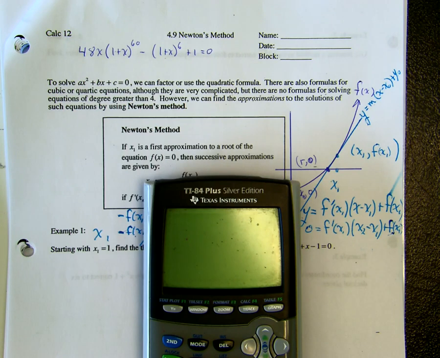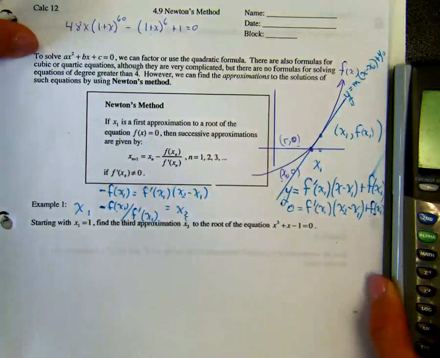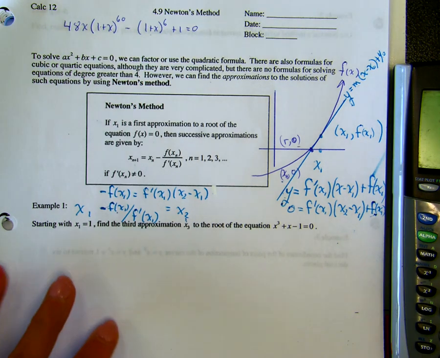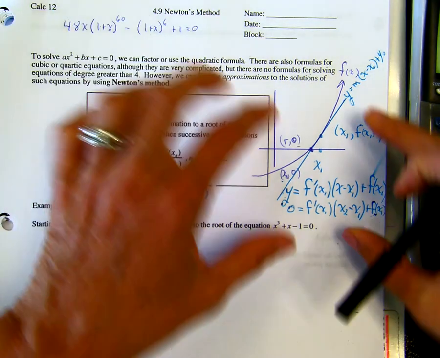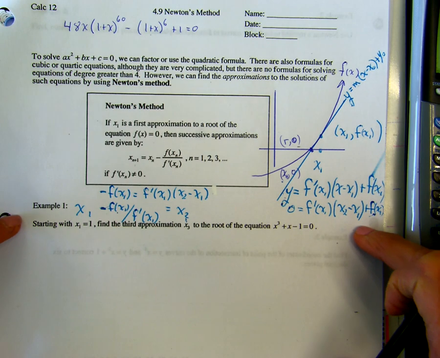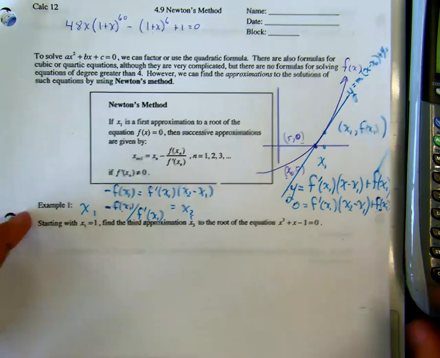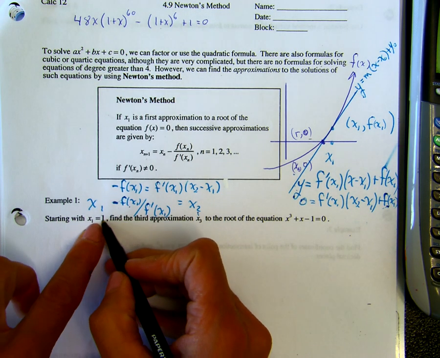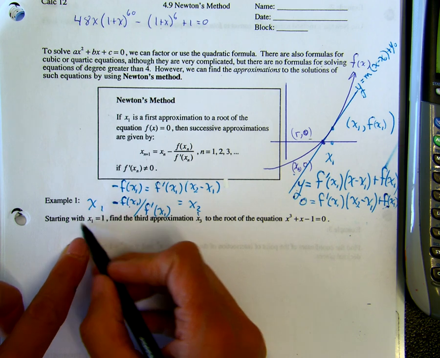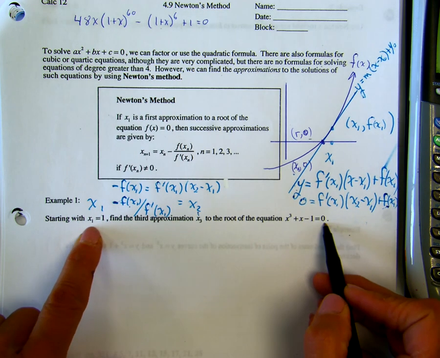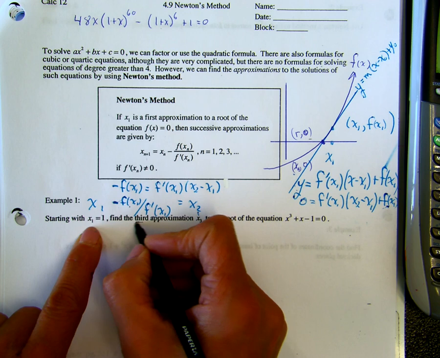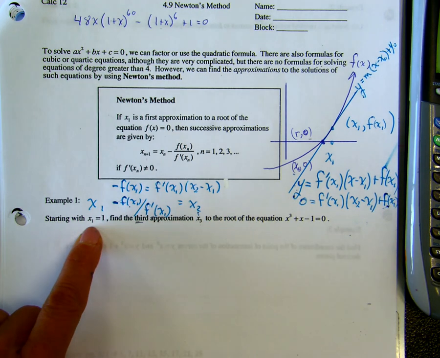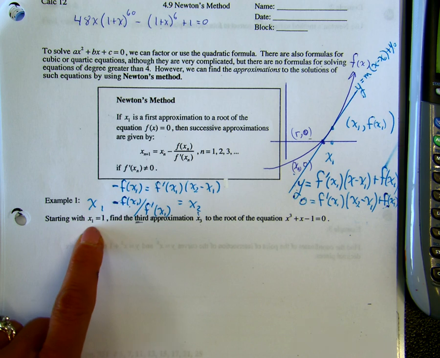Okay, let's do an example, and you're going to need your calculators to do this. So I'm going to start off by writing out the formula and then looking at how we use this formula. This is the understanding piece here, and this is more of just a process that you need to be familiar with. Okay, starting with x1 equals 1. This is our first approximation for the root of this equation, and we're asked to find the third approximation, we call it x sub 3, to the root of this equation.